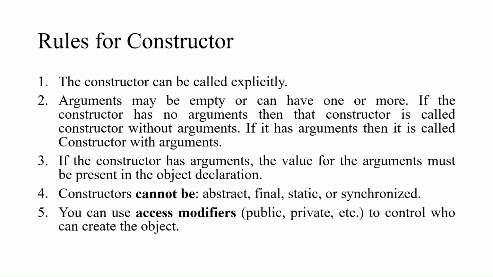A constructor cannot be abstract, final, static or synchronized. If we want, we can use access modifiers while specifying constructors. The access modifiers we use are public and private. If we give the public modifier, then the object can be created by anyone. If the access modifier is specified as private, only that particular class can create the object.